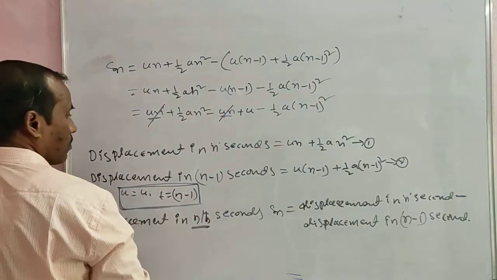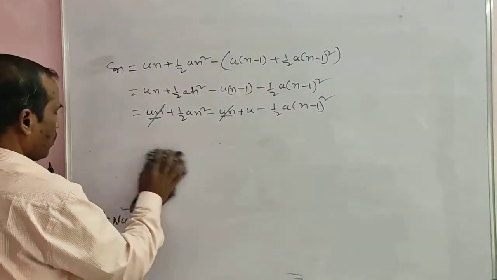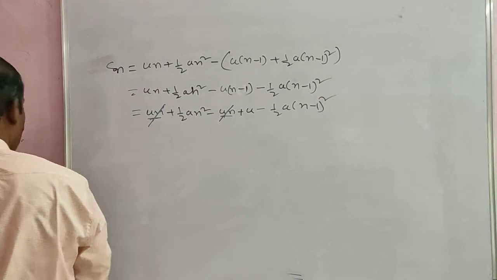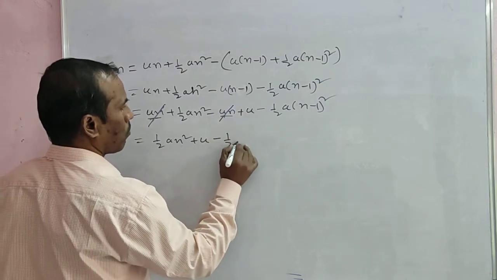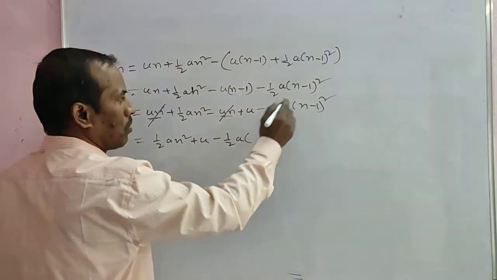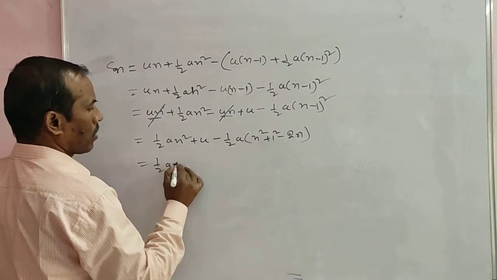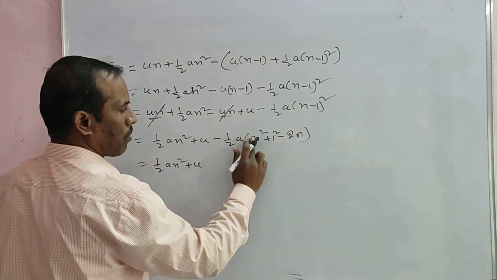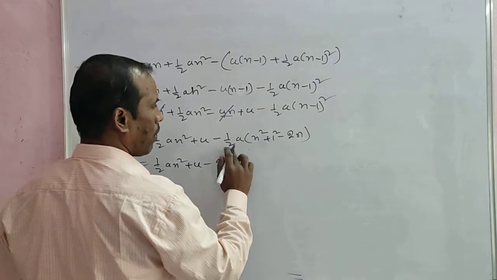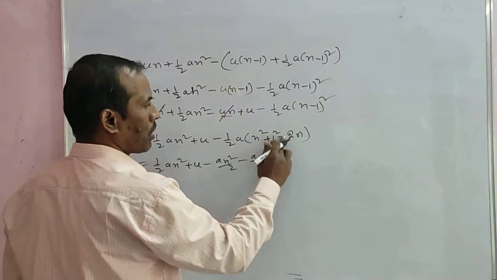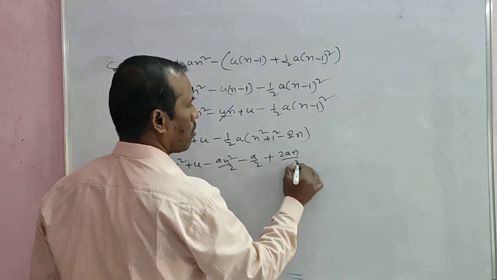So the remaining terms, note this one first of all. Sn is equal to 1 by 2 a n square plus u minus 1 by 2 a into n minus 1 whole square, using the a minus b whole square formula: n square plus 1 minus 2n. So 1 by 2 a n square plus u, minus a n square by 2, minus a by 2, plus 2 an by 2.